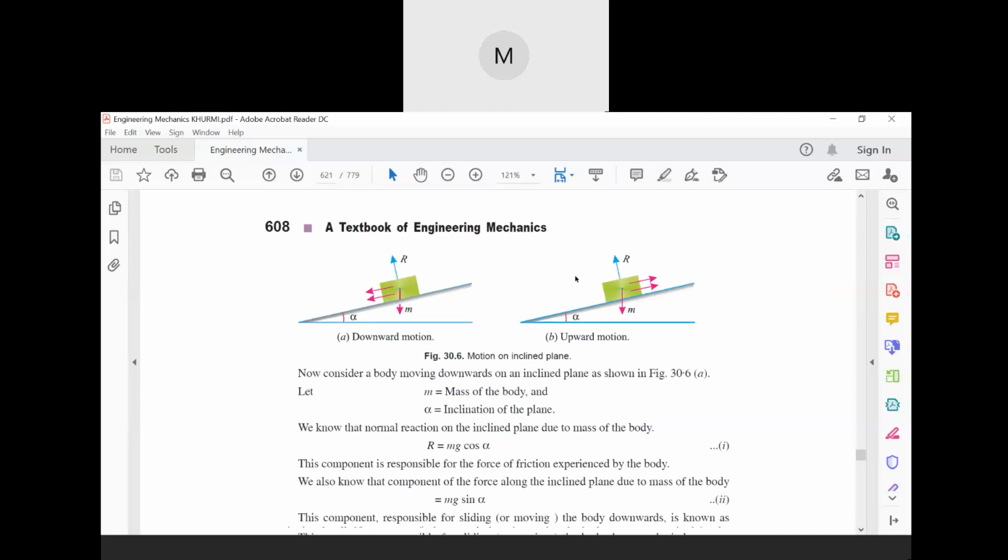If you see this figure, you can see that this is an inclined plane. Since this is an inclined plane, the body is moving here. The body is moving either upwards or downwards. So if the body is moving either upwards or downwards, then we can say that the body is in inclined plane motion.